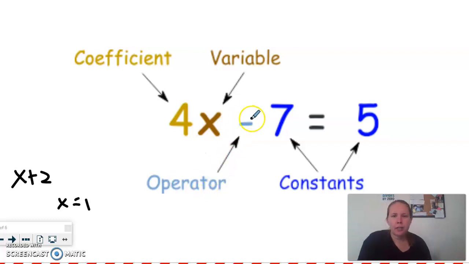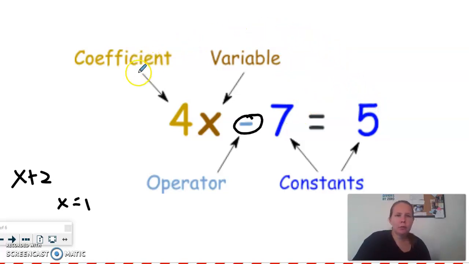Your operation is one of the 4 main operations: addition, subtraction, multiplication, division. So that would be your operation. Your constants are going to be any number that is by itself. They are constant. They are kind of alone. So 7 and 5 in this case are both considered constants.